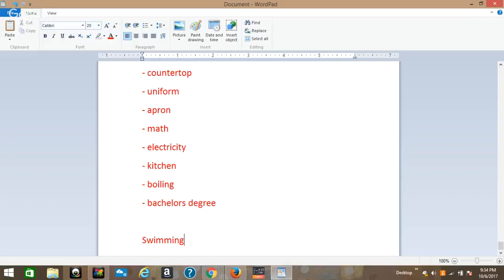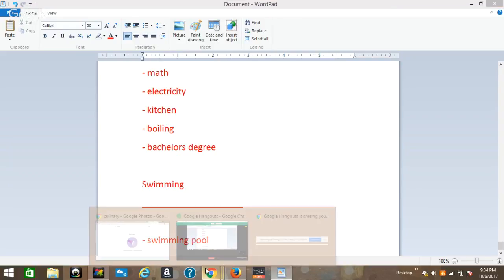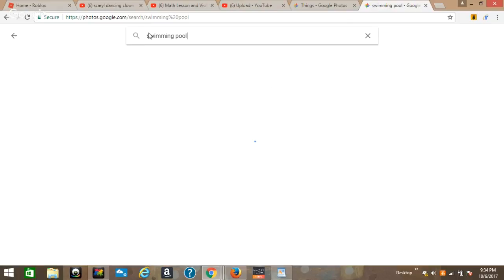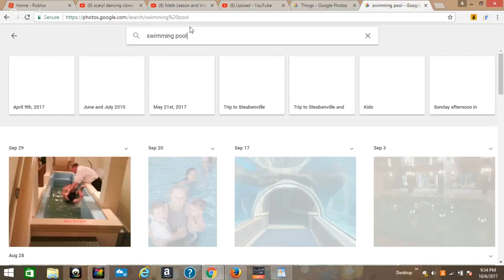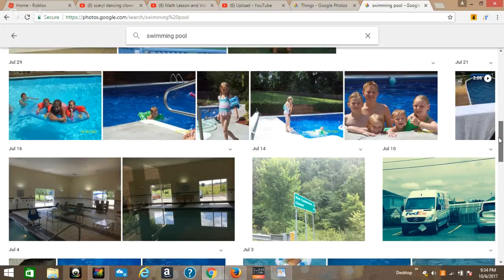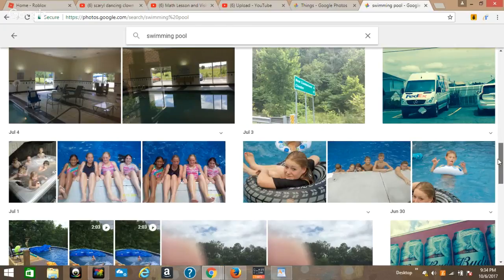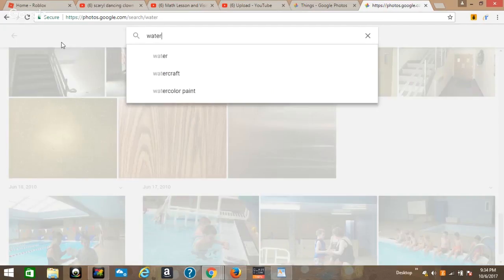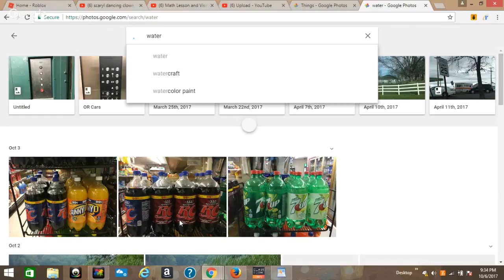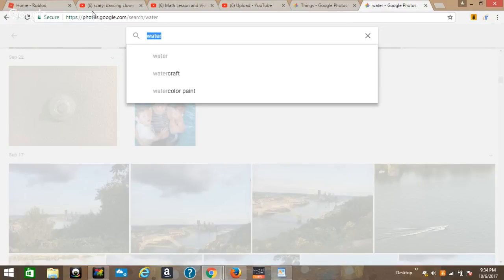And swimming. The last one, a swimming pool. Plenty of water. There's a swimming pool in there. Look at these examples of a swimming pool. And friends. Water. Right. And then you need a swimming suit.